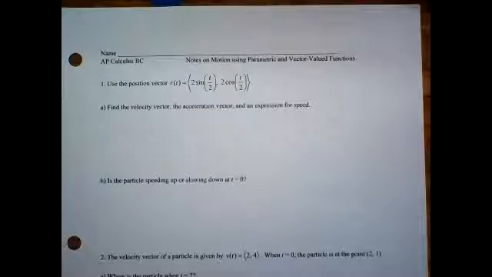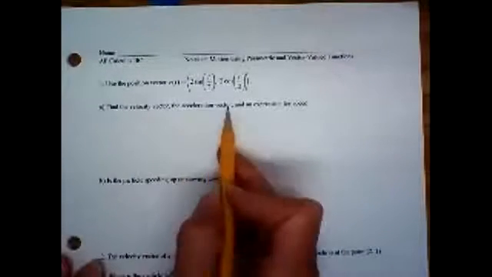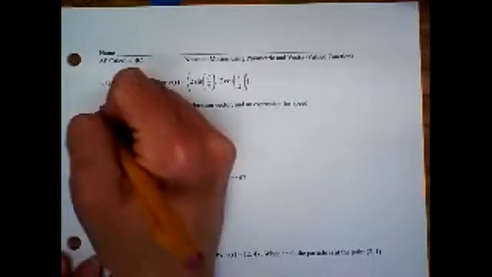All right, so for this first one, we are given the position vector. Oh, I guess it would be good if I turned this on. There we go. So you want to be aware of what you're given. Sometimes they give you position, sometimes they give you velocity. Very rarely do they give you acceleration. But for this one, they gave us position. So it says find the velocity vector, the acceleration vector, and an expression for speed.